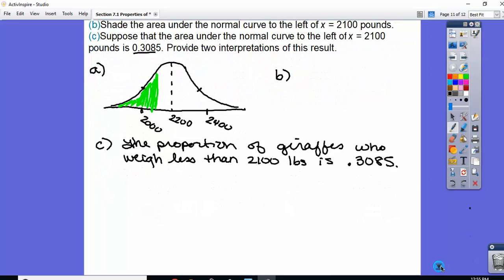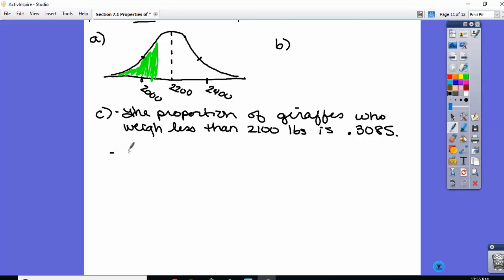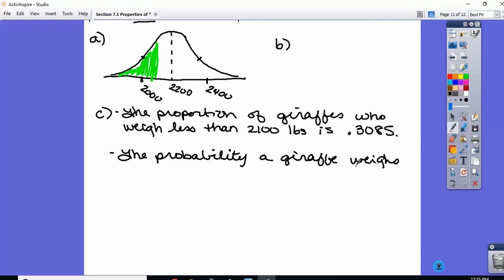The second interpretation is to think of it as a probability. So the probability a giraffe weighs less than 2,100 pounds is 0.3085. So on your homework, some of those questions, you are going to have to be able to write both of those sentences. One's the proportion of the total population, the other is for a random giraffe, what's the probability it'll have this weight.